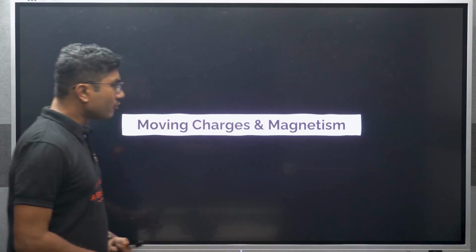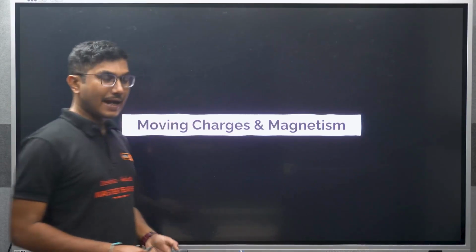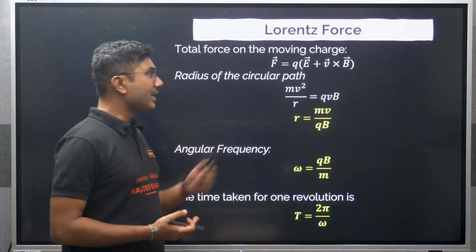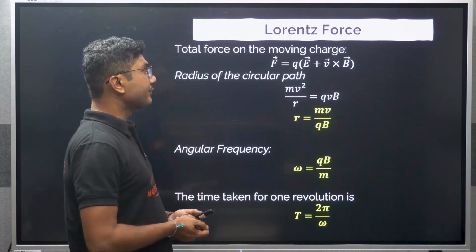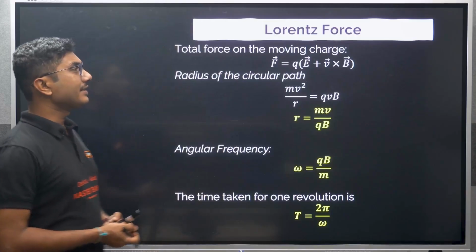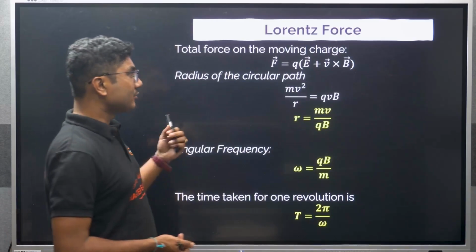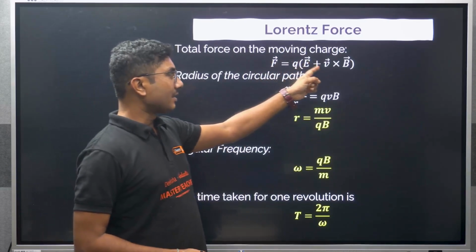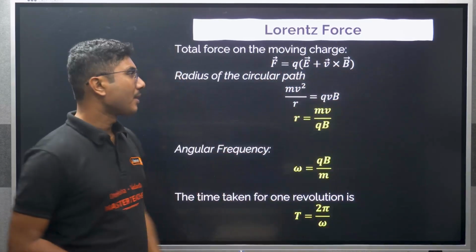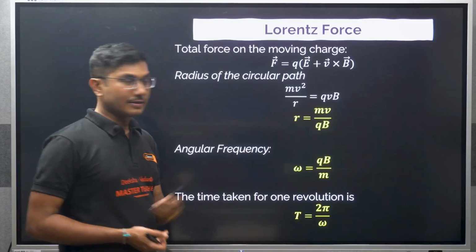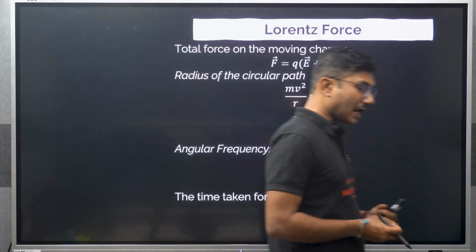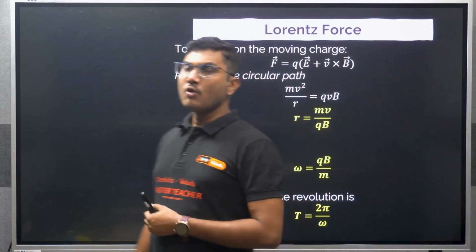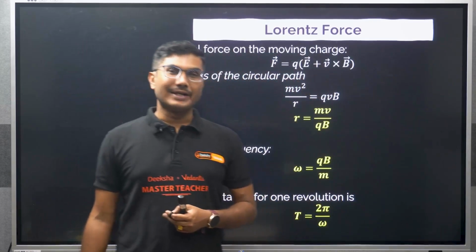Now let's move on to the next chapter, moving charges and magnetism. Here we have Lorentz force. Lorentz force is when a charge moves in the presence of electric and magnetic field. So the force is q into E vector plus v cross B vector. Okay. Also remember that a magnetic force acts on a charge when it is moving. If it is stationary, there will be no force acting due to the magnetic field.